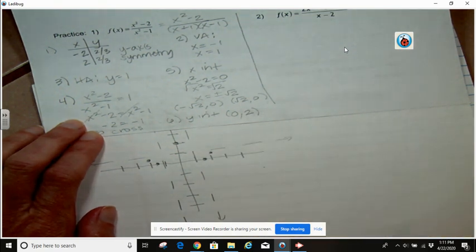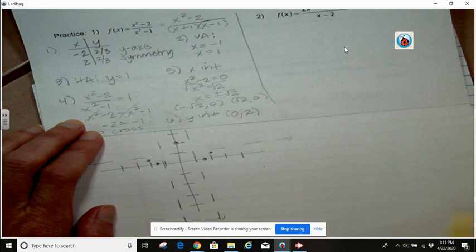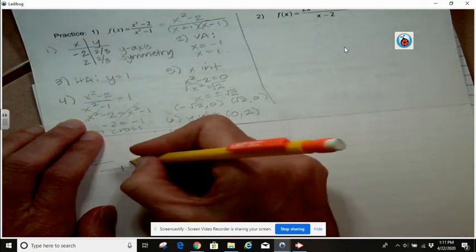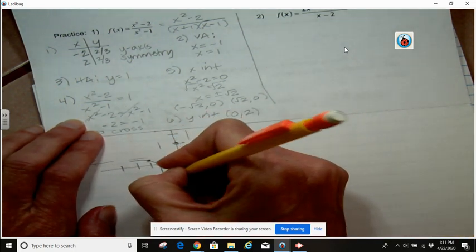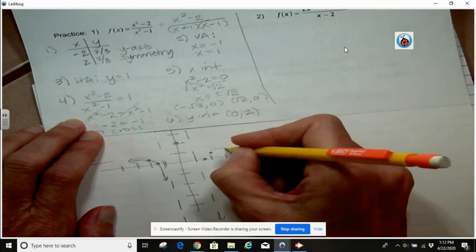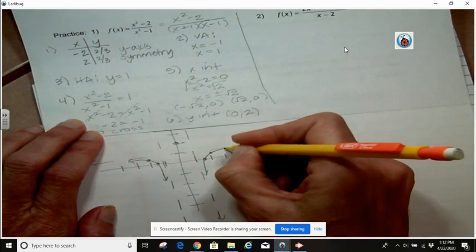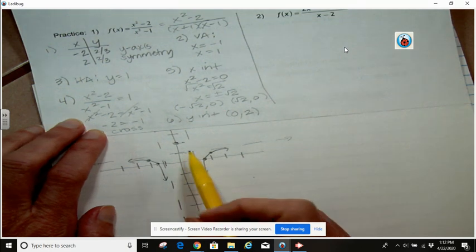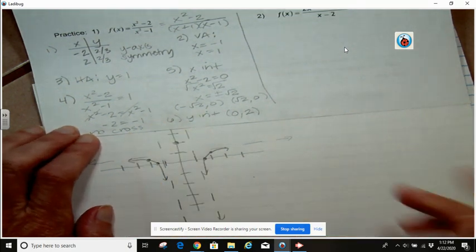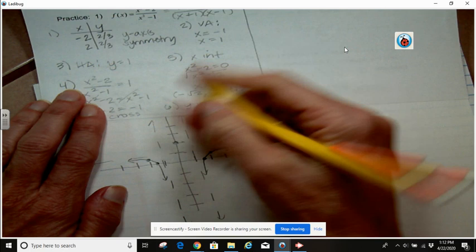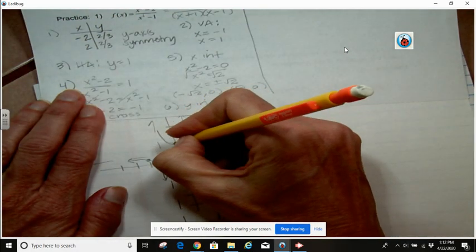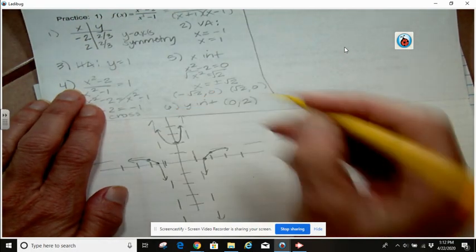So the asymptotes help guide your curves. Hug your asymptotes, but also go through your points. So I have a curve over here, and I have a curve over here. I only had the 1 point between the two asymptotes, but remember, we're not crossing that horizontal asymptote, so this piece right here is going to look like that.